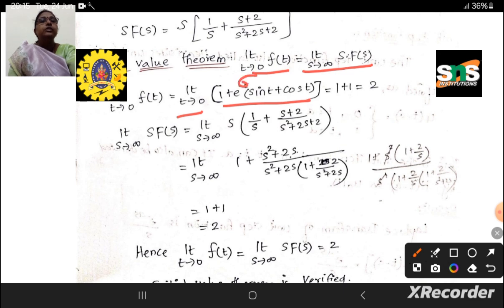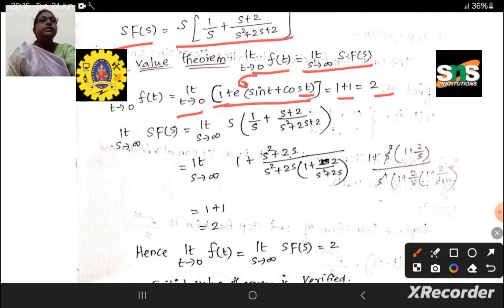So here t tends to 0 means e power 0 is 1, sin 0 is 0, cos 0 is 1. So here 1 plus 1, which is equal to 2. So the left hand side value we got is 2. Next we can check the right side value. So already we know the s into F of s value.